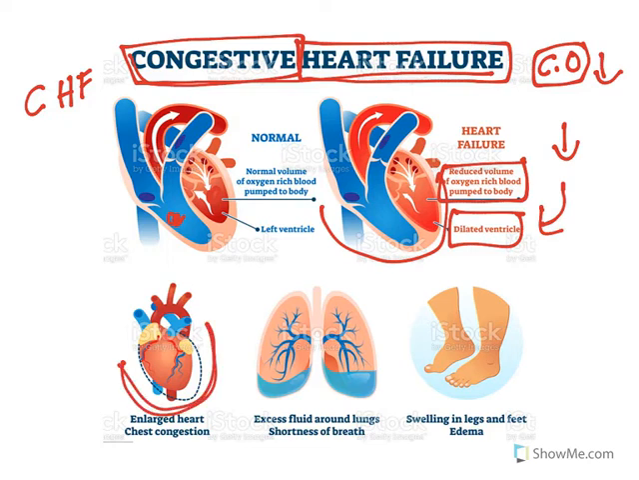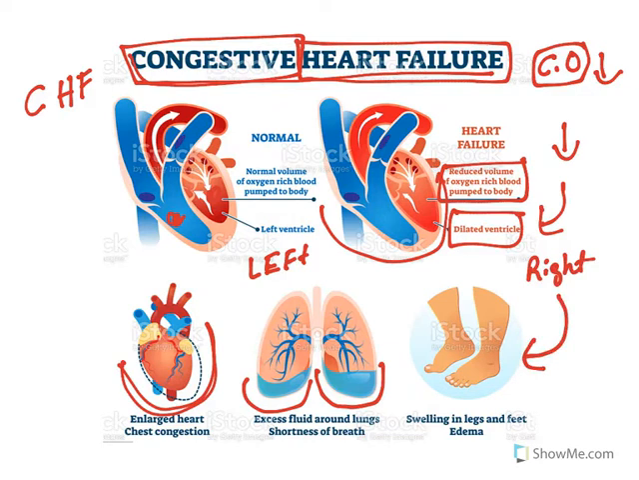And depending upon the side of the heart, if left ventricular failure is there, it results in pulmonary edema, accumulation of fluid in the lungs. If the right half of the heart has failed, it results in accumulation of fluid in extremities like legs and feet. This is called peripheral edema. So these are all the major types of congestive heart failure.